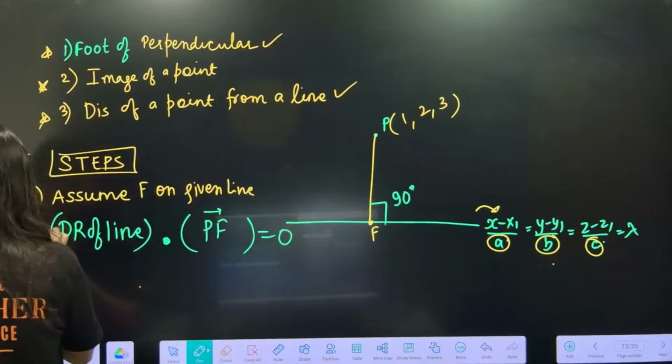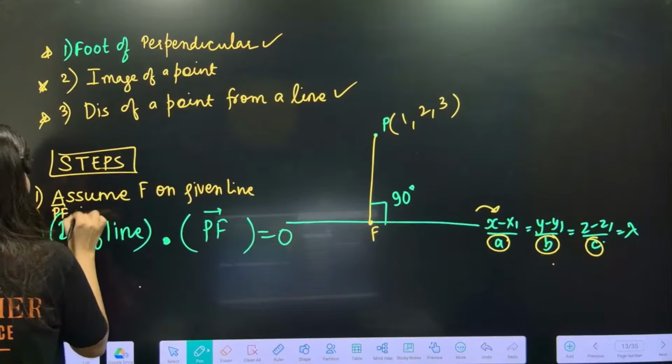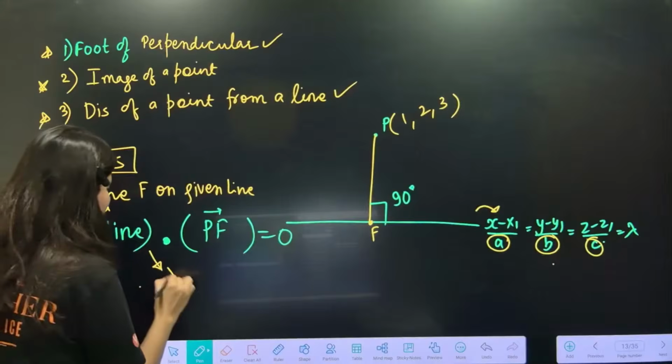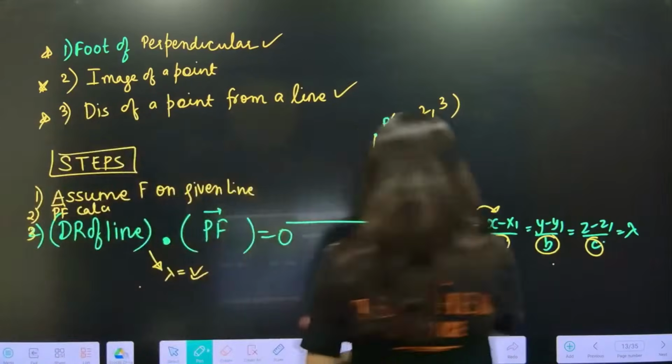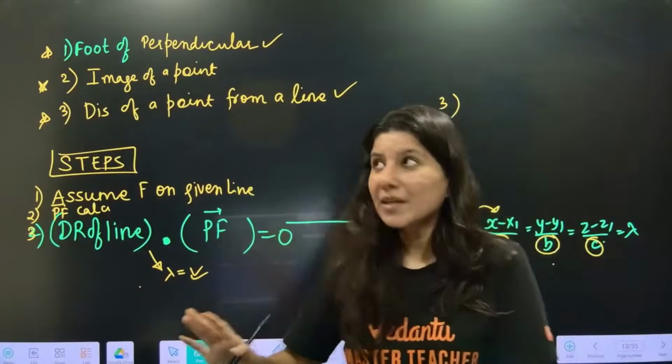F you have, P you have, so you have to calculate the PF vector. So this is actually the third step. The second step will be the PF vector calculation. The third step will give you the value of lambda. Once lambda is there, that means F is there. Then you can go on and calculate PF, foot of perpendicular, to sort it.